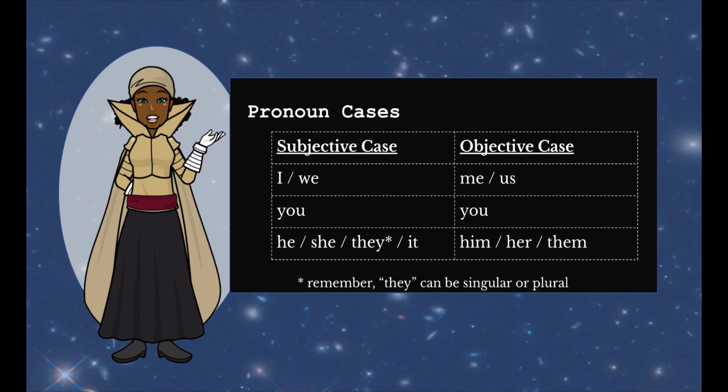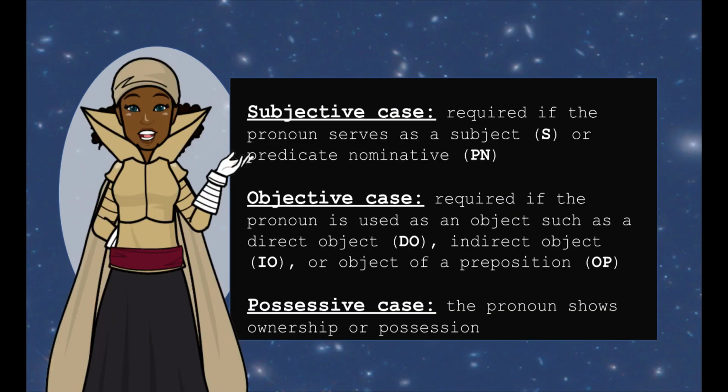Here are our cases. We've got the subjective case: I, we, you, he, she, they, and it, and the objective case: me, us, you, him, her, and them. The subjective case is required if the pronoun serves as a subject or a predicate nominative. But if it's acting as an object, such as a direct object, an indirect object, or an object of a preposition, we must use the objective case. There's also a third case, the possessive case, which shows ownership or possession.